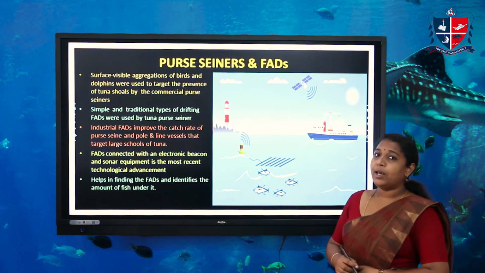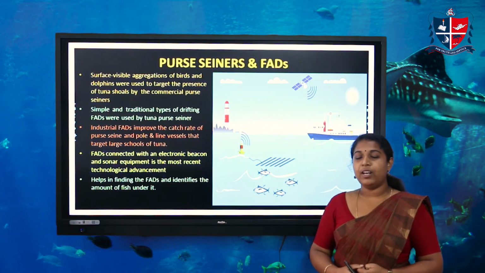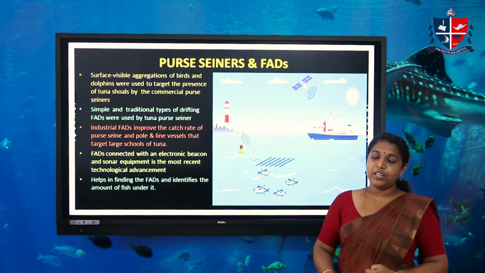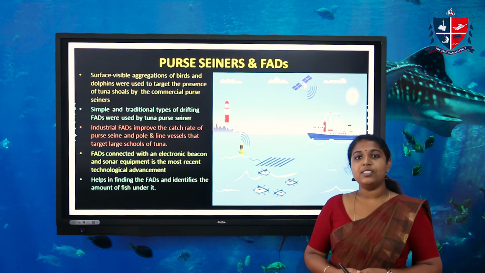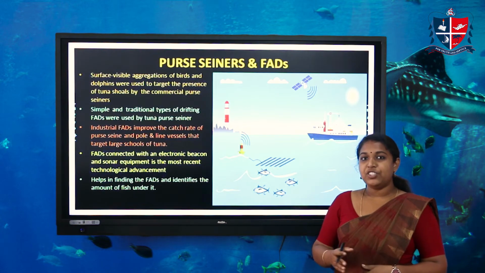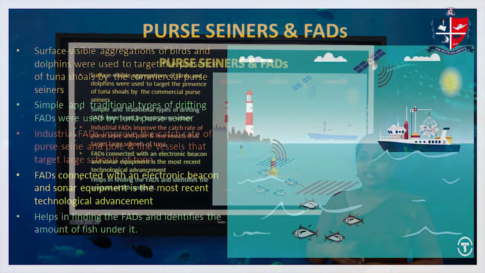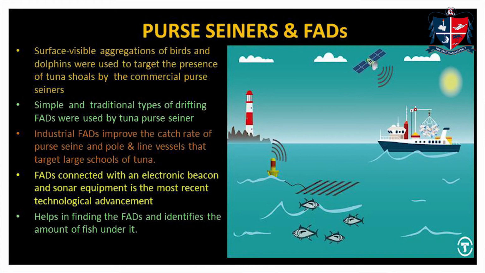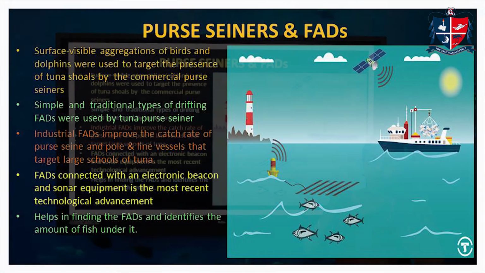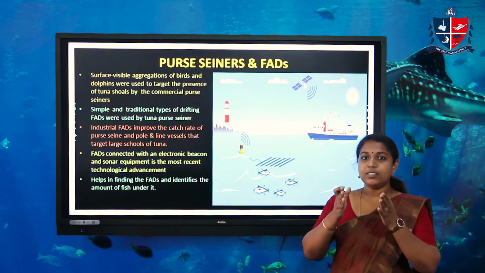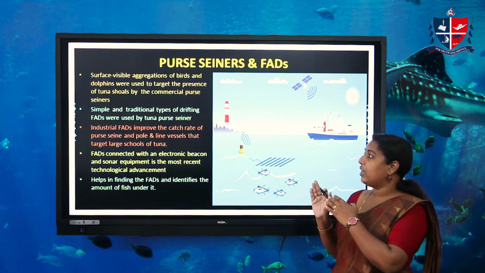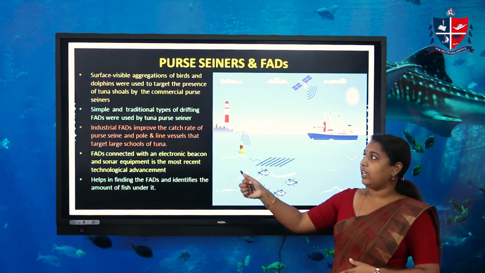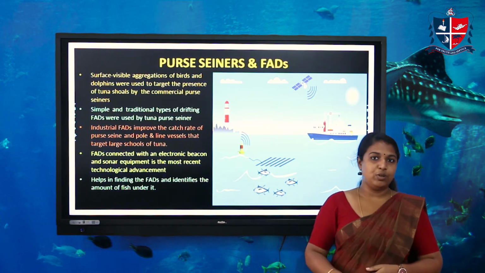Before, traditional fishermen used to identify the fishing grounds or the shoals of fish using some indigenous methods, like change in color of the water body, then aggregations of birds and also dolphins in the water body. So with all these signals, they used to identify the shoals or the fishing ground. But the purse seiners use FADs for identifying the shoals.